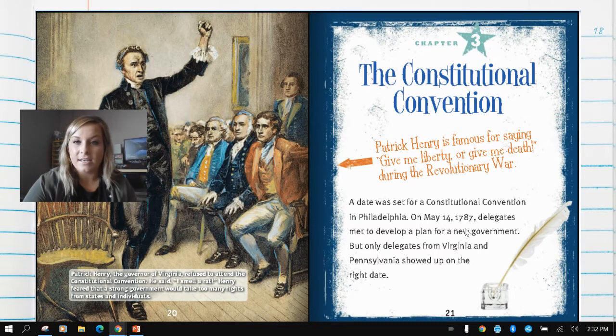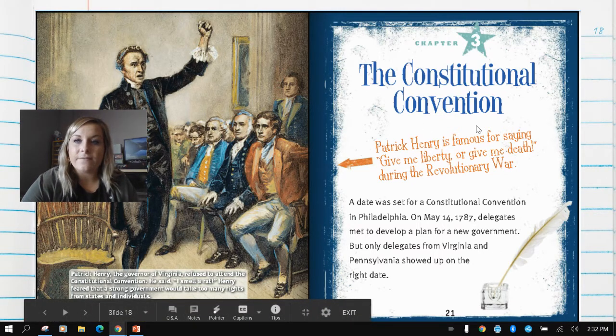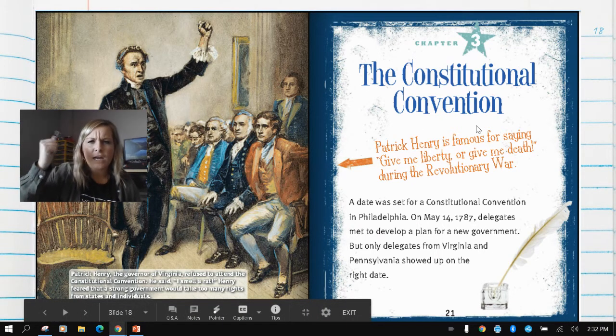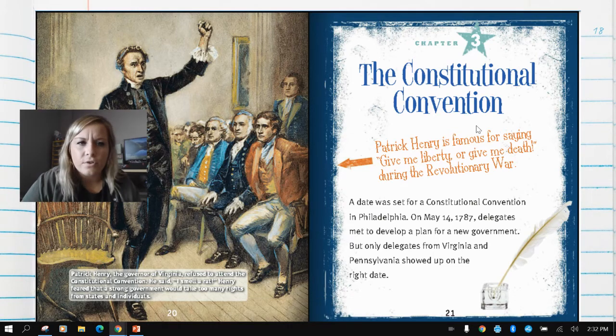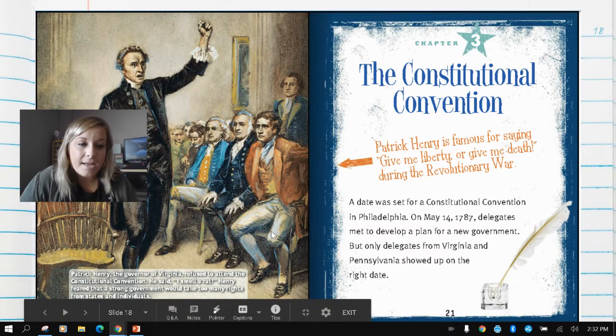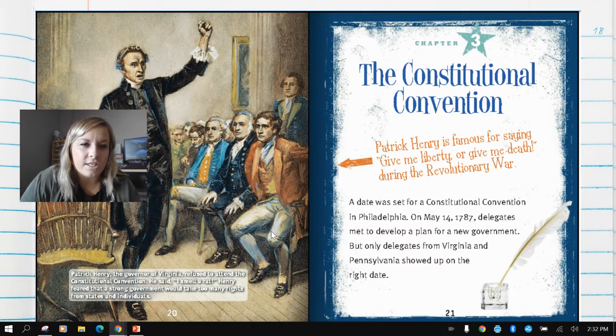Oh my goodness. Over here, Patrick Henry is famous for saying, "Give me liberty or give me death" during the Revolutionary War. And down here it says Patrick Henry, the governor of Virginia, refused to attend the Constitutional Convention. He said, "I smell a rat." Henry feared that a strong government would take too many rights away from states and individuals.